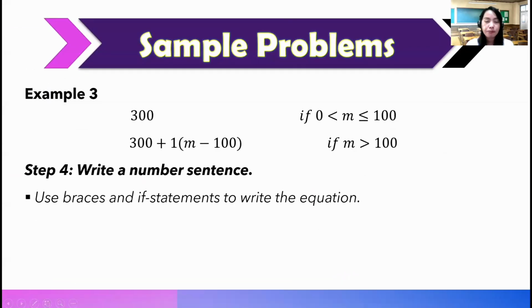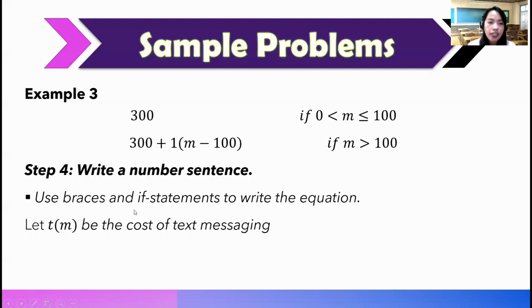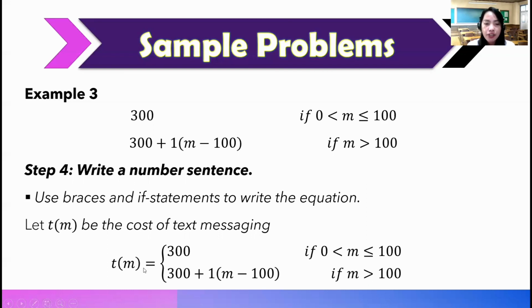For the last step, meron na tayong formula. Gagamit na tayo ng braces and if statements to write the equation or to write the function. Let T of M be the cost of text messaging. Itong T of M na to, nasa problem naman. So, dapat gamitin talaga siya kasi nakalagay sa problem. So, that function would be T of M equals, ito yung unang subfunction, ito yung sinasabi kong subfunction, at ikalawang subfunction from here, from the formulas. Ang interval dito is from 1 to 100. Sa second condition, that's more than 100. Magsisimula ka na dyan sa 101, 102, and so on and so forth.